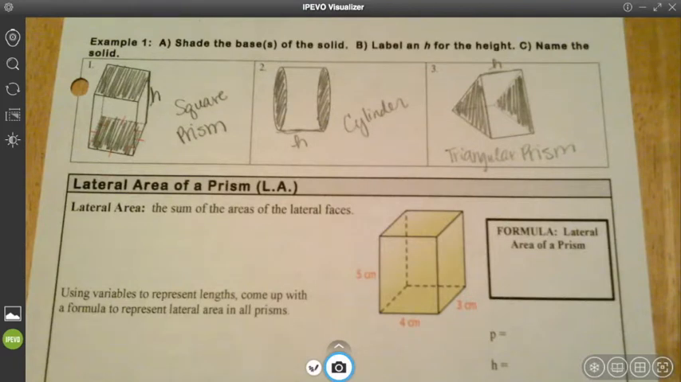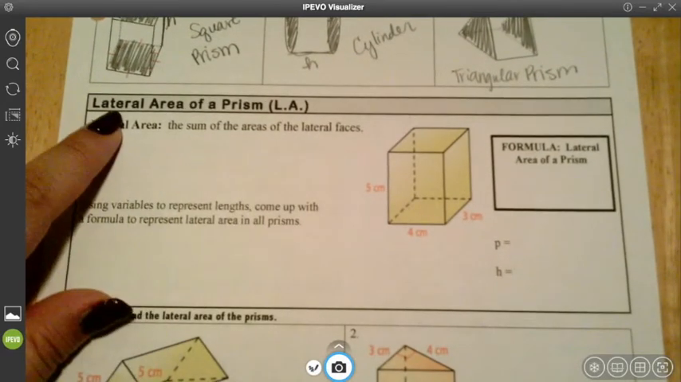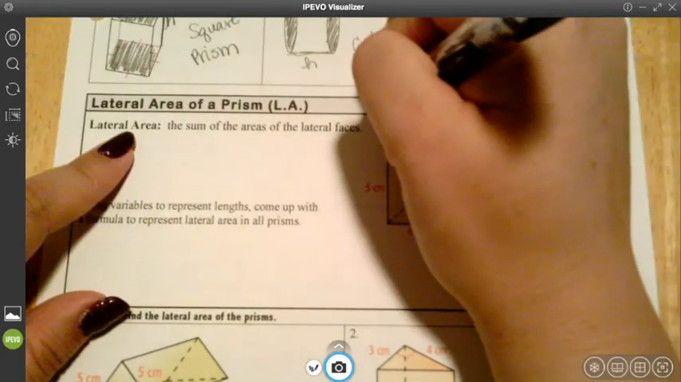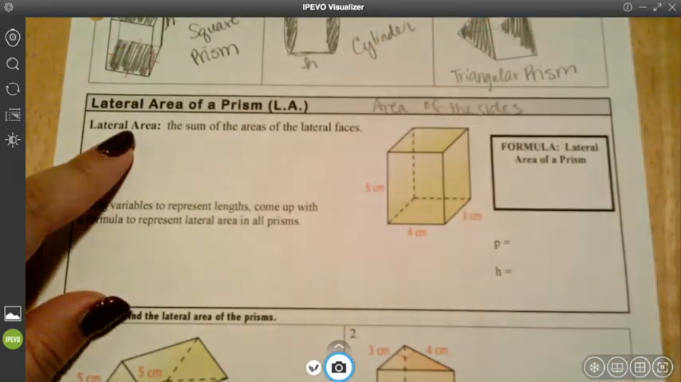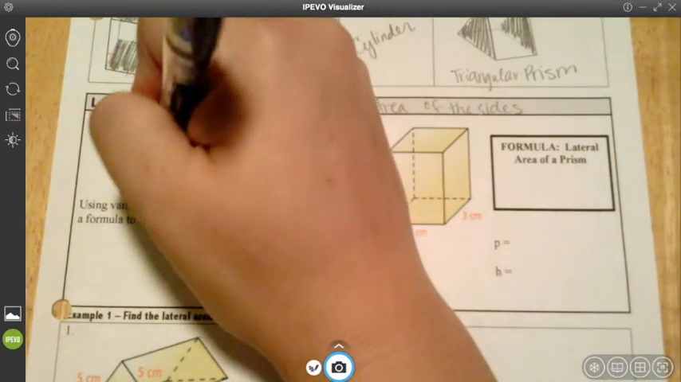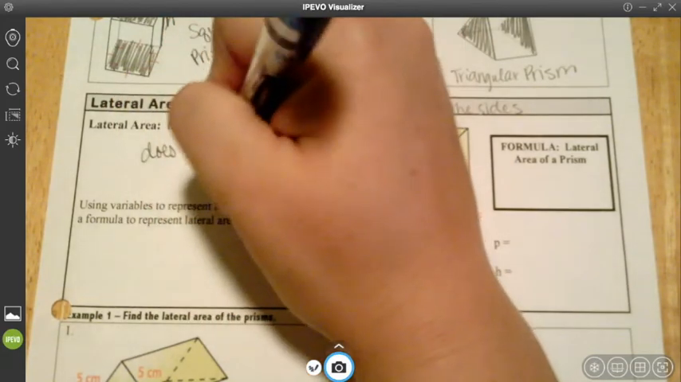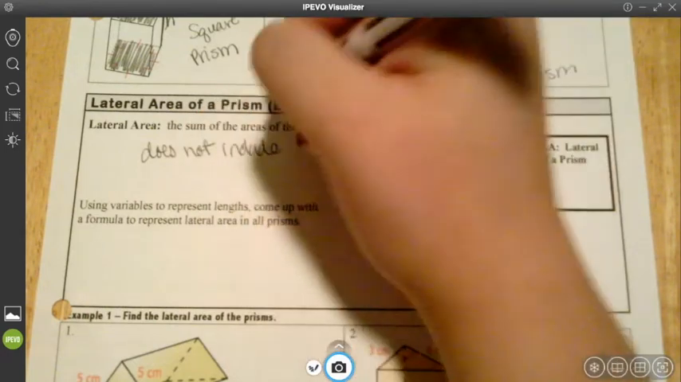And before we can find the formula for surface area, we're going to look at just part of the formula that we'll use, which is called lateral area. So we're building up to the point where we can find the surface area of these figures. And so we're going to start with what's called the lateral area. Again, lateral meaning the sides. So we're finding area of the sides. Okay, so this part, the lateral area, does not include the bases.